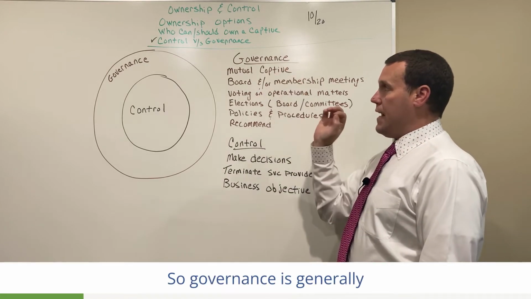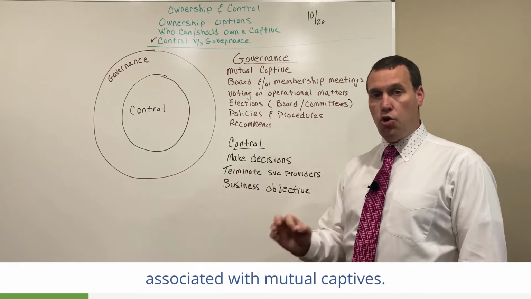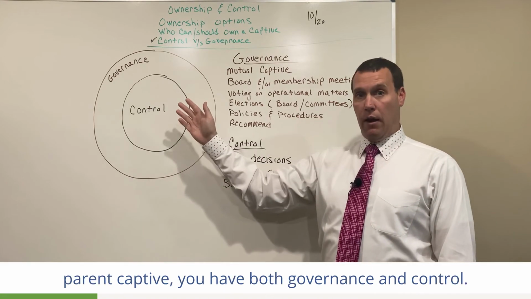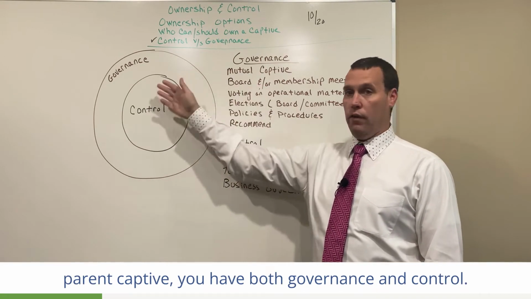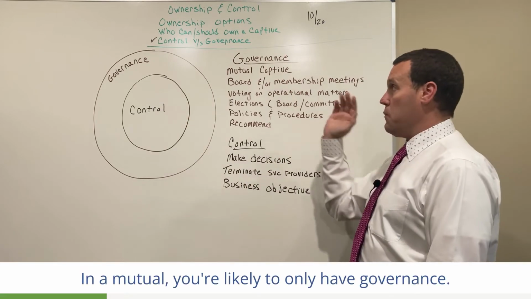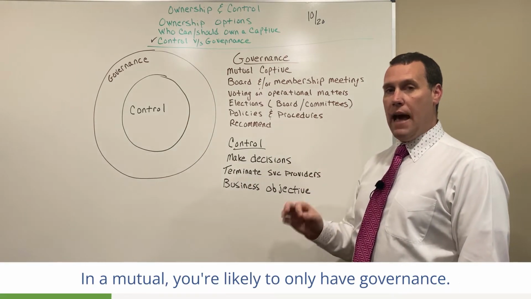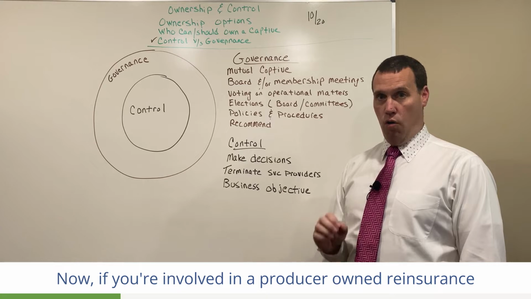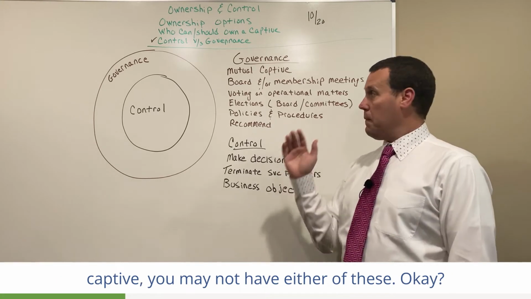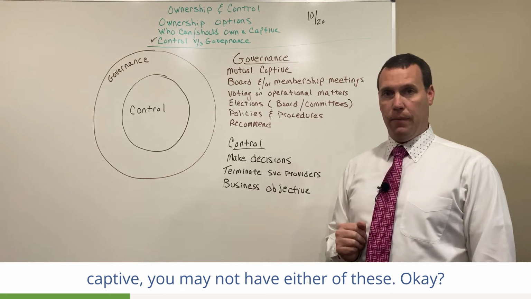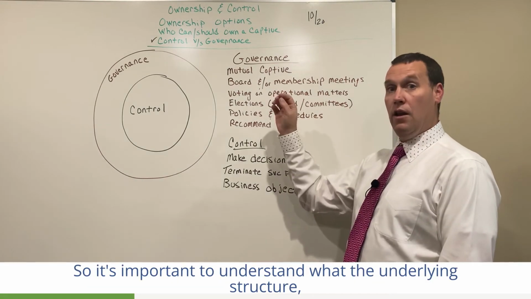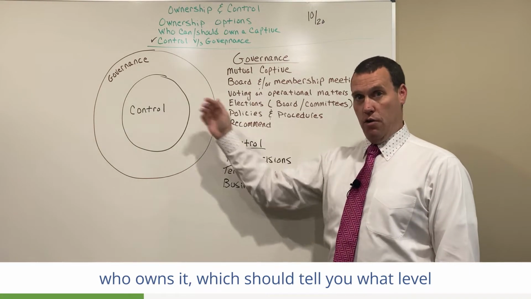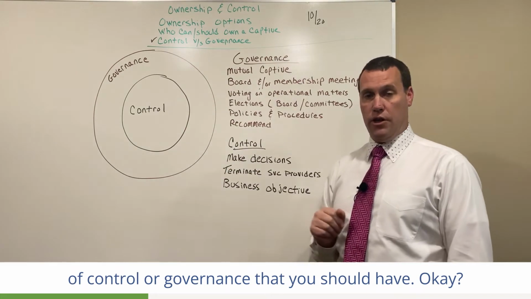So governance is generally associated with mutual captives. I say that because if you are a single parent captive, you have both governance and control. In a mutual, you're likely to only have governance. Now, if you're involved in a producer-owned reinsurance captive, you may not have either of these. So it's important to understand what the underlying structure is, who owns it, which should tell you what level of control or governance you should have.